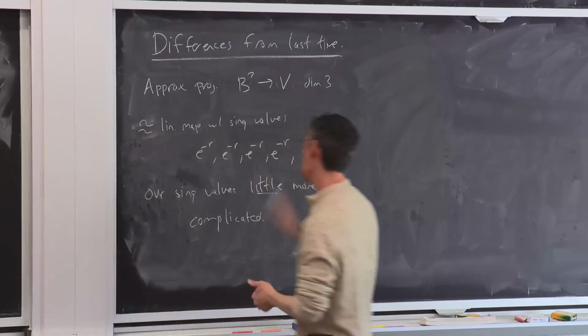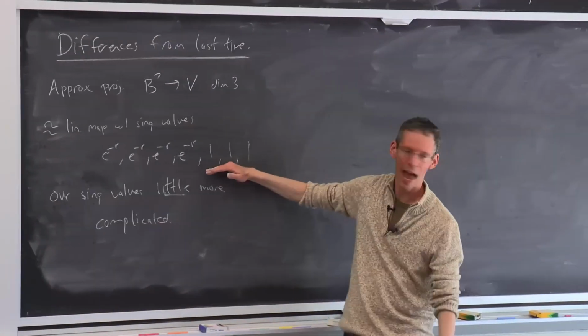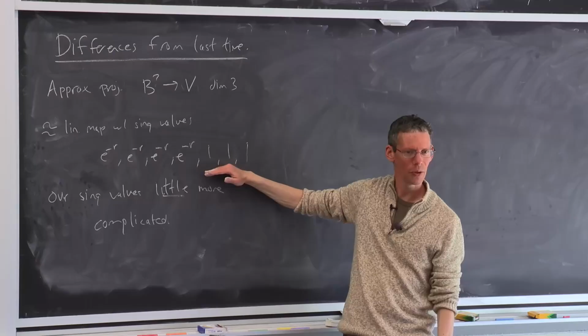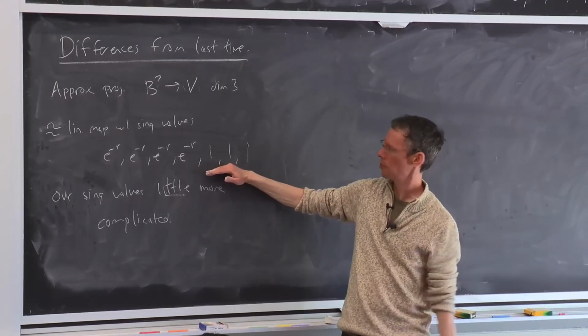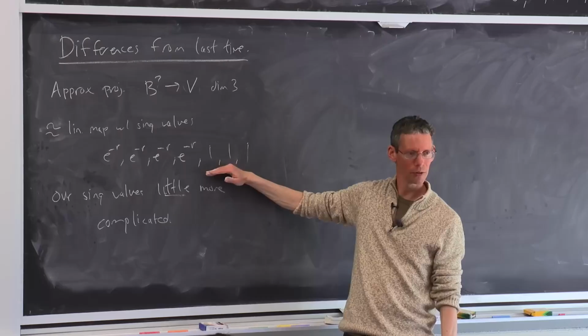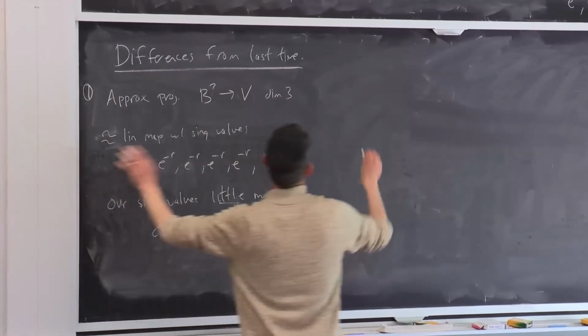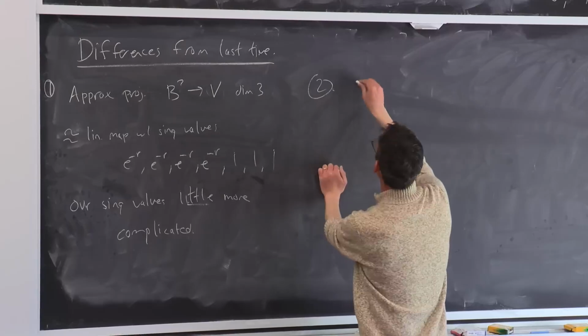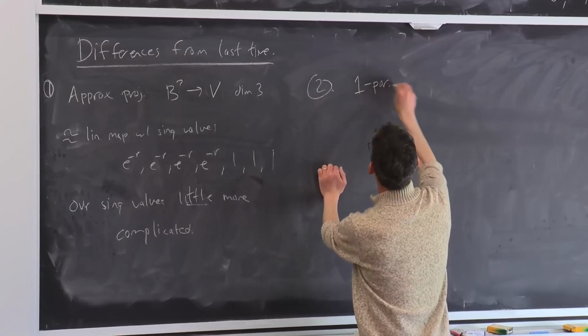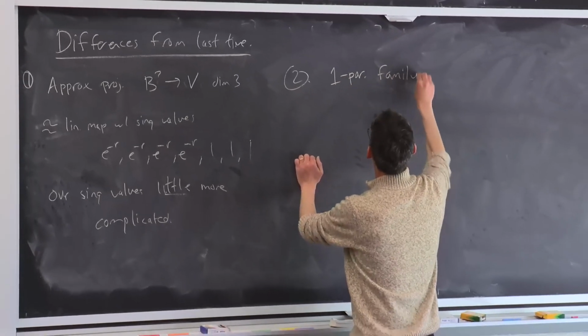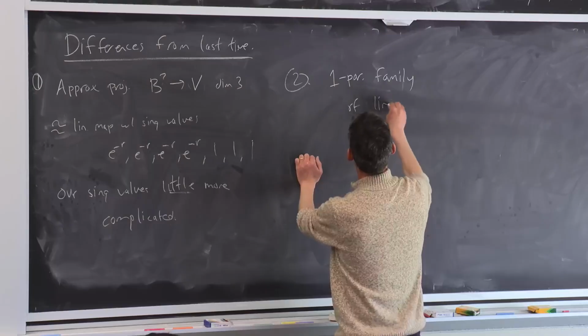OK, let's ignore that. Suppose each of these linear maps actually had those singular values. So it was more like what we were used to in projection theory. There would be another difference from before, which is more important. So number 1. Number 2, we still have only a one-parameter family of linear maps.